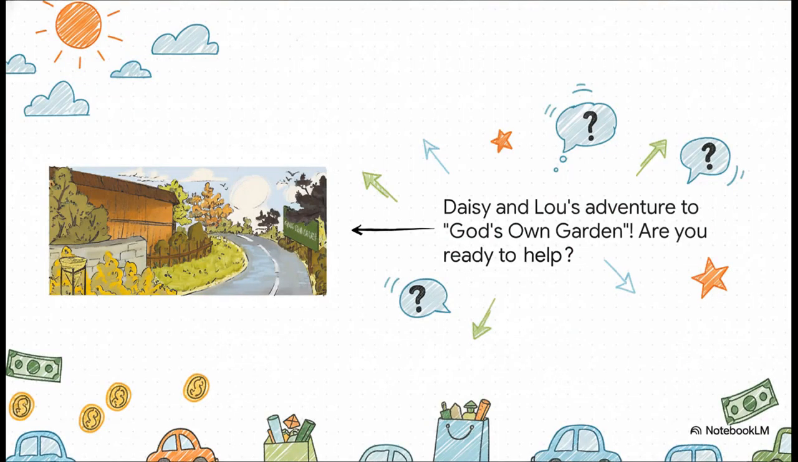Okay, so let's meet our friends for today, Daisy and Lou. They are heading to this incredible village called Mawlynnong, which is actually famous for being the cleanest village in all of Asia. How cool is that? And on their journey, they're going to need our help with some math. So, are you ready to be their math expert?